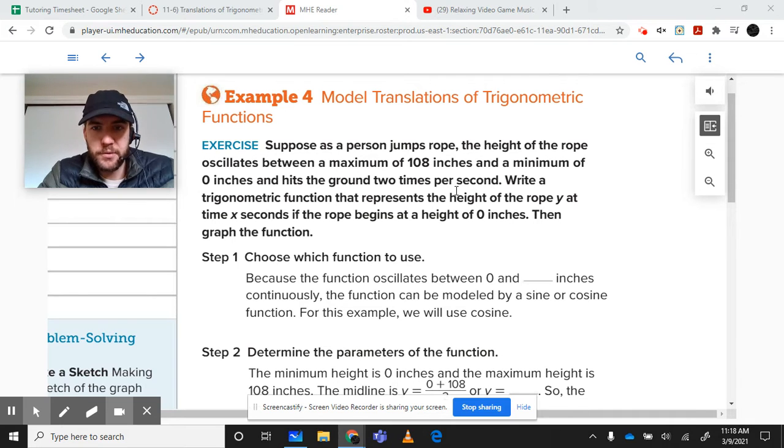Write a function that represents the height of the rope, y, at time x seconds, if the rope begins at a height of 0 inches at time equals 0. Okay, so they say that they're going to use cosine. We could use sine or cosine, but I'll just go with cosine to match kind of what the book's doing.